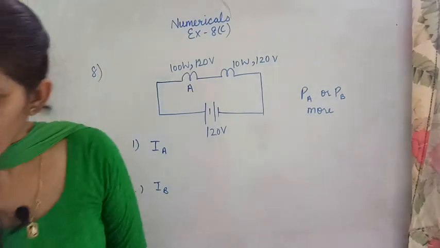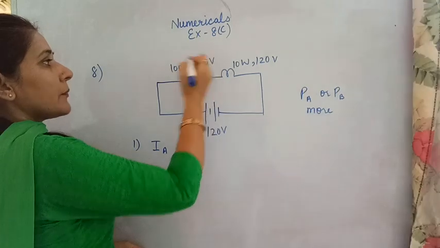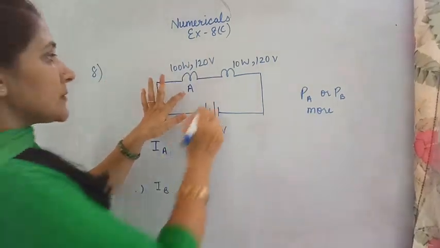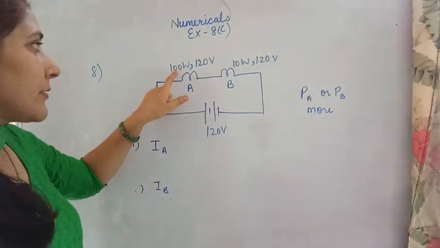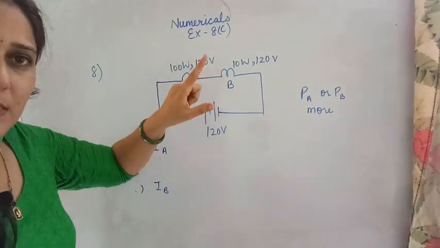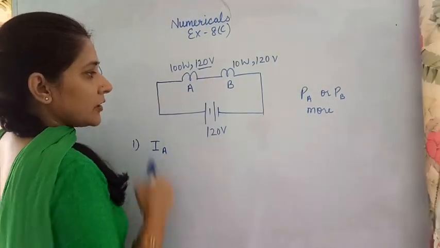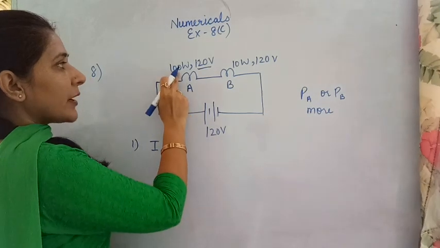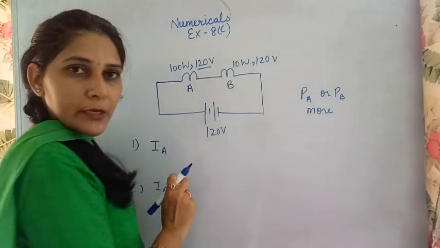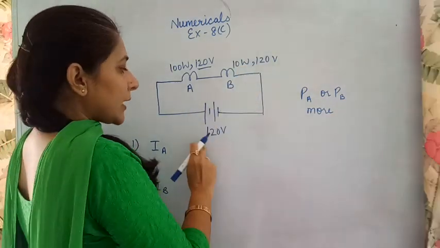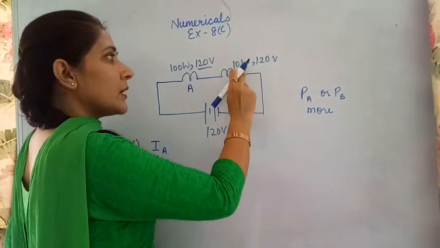To start with, let's see the question again and then we will talk about the solution. Two bulbs are given, A and B. For both the bulbs they have given you the power rating. This is 100 watt and 120 volt, means if this bulb is working at 120 volt, which is given to us, then the power consumed by the bulb is 100 watt. This is 10 watt and 120 volt, means if this bulb is working at 120 volt, then the power consumed by the bulb is 10 watt.